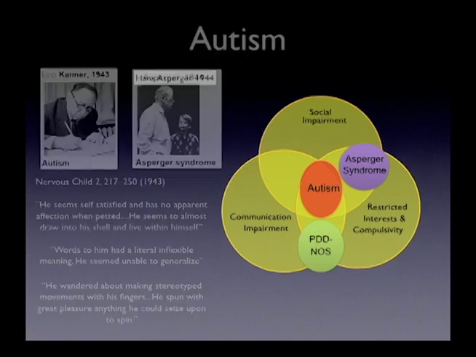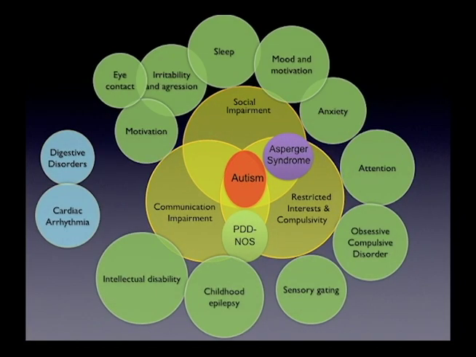So, of course, for anybody who actually has an autistic individual in their family, you know that this is just the beginning, right? These things lie at the center. This is the core impairments. But actually, the things that affect your life are so much broader, right?